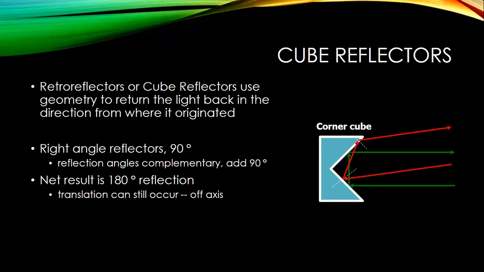Now, if you look at the reflections that take place here, you can see the green ray is obvious. The green ray comes in, and then it reflects off of this 90 degrees, which is 45 degrees to this. So that reflection is going to be 45 degrees out, and then another 45 degrees, and we get the ray reflected back in the direction at which it came.